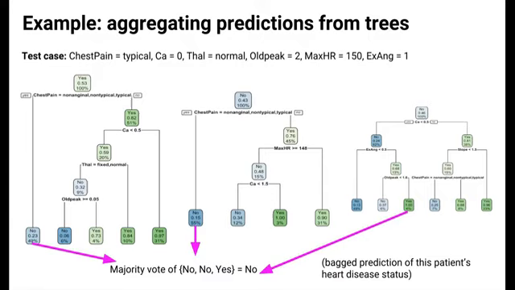In this case, the leftmost tree generates a prediction of no heart disease. Same with the second tree, but the third tree generates a prediction of yes heart disease. What we can do to combine all of these predictions into a single prediction for this test case is to take the majority vote. In this case, the majority vote is no, so we'll say that no is our bagged prediction of this patient's heart disease status.